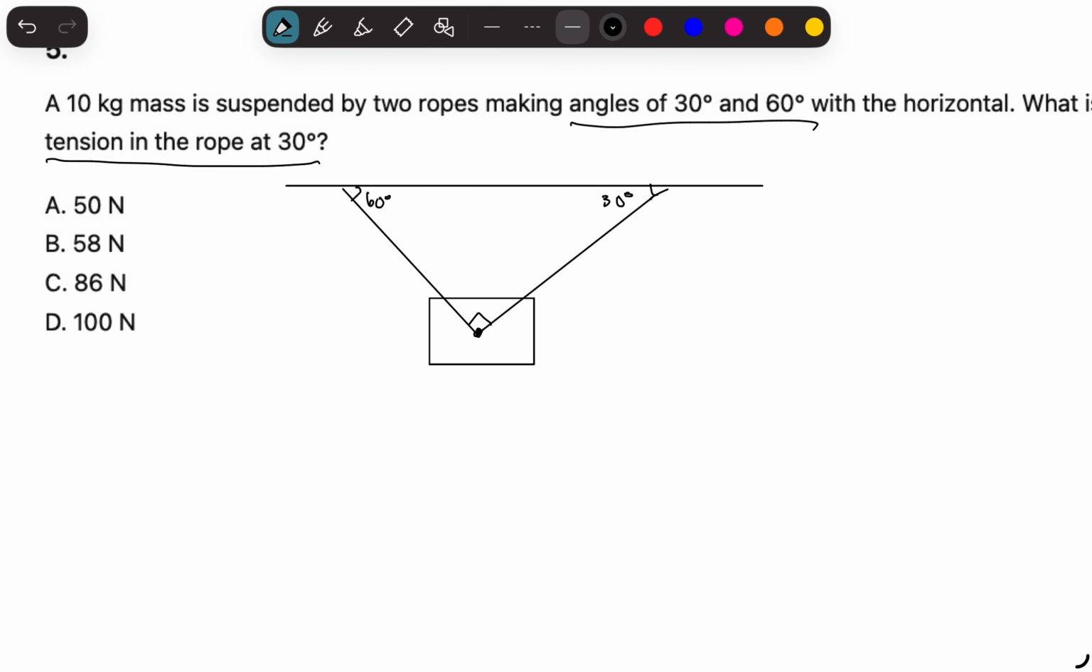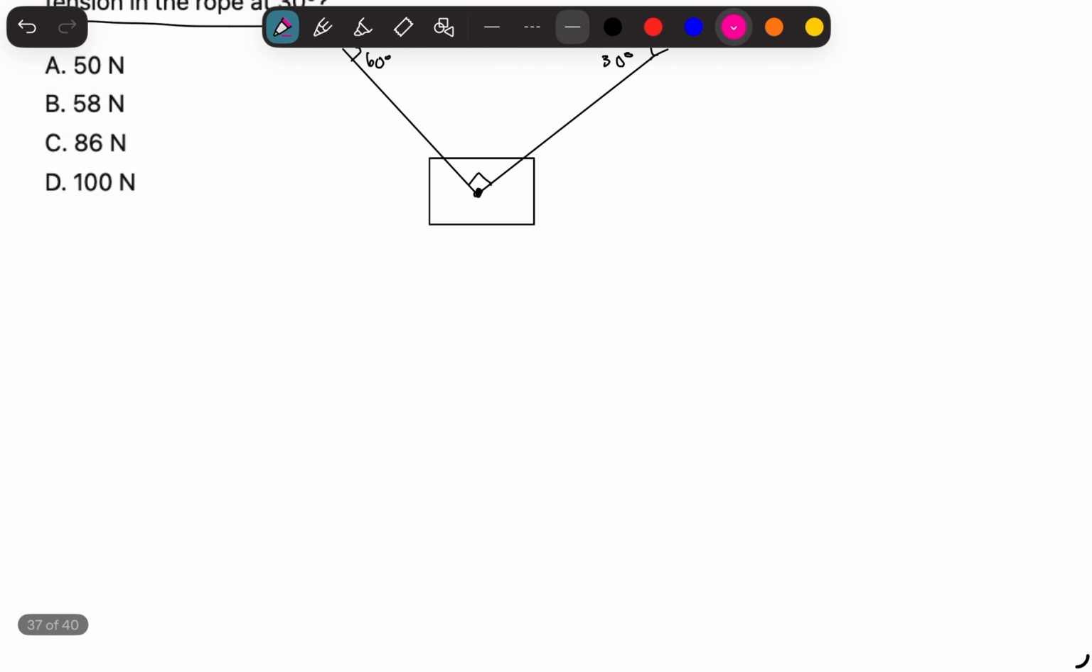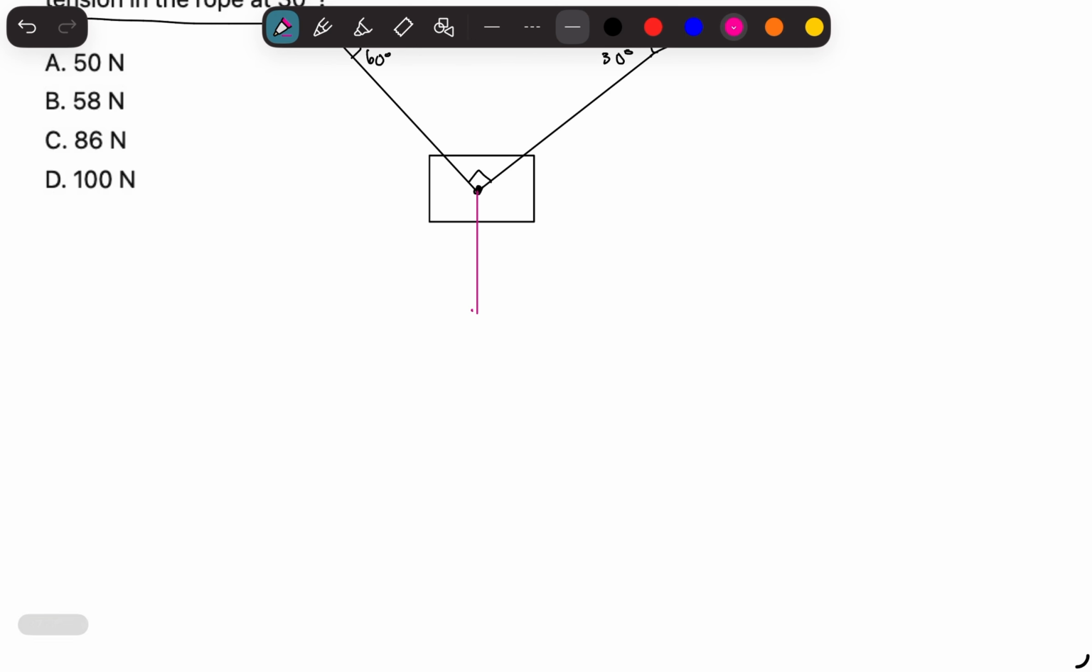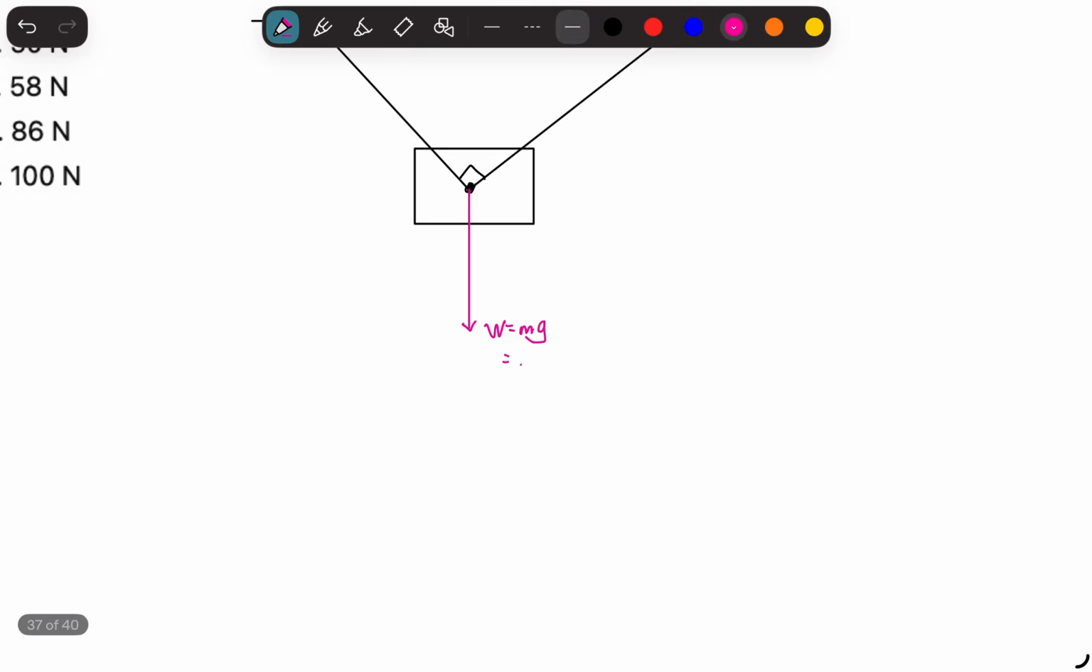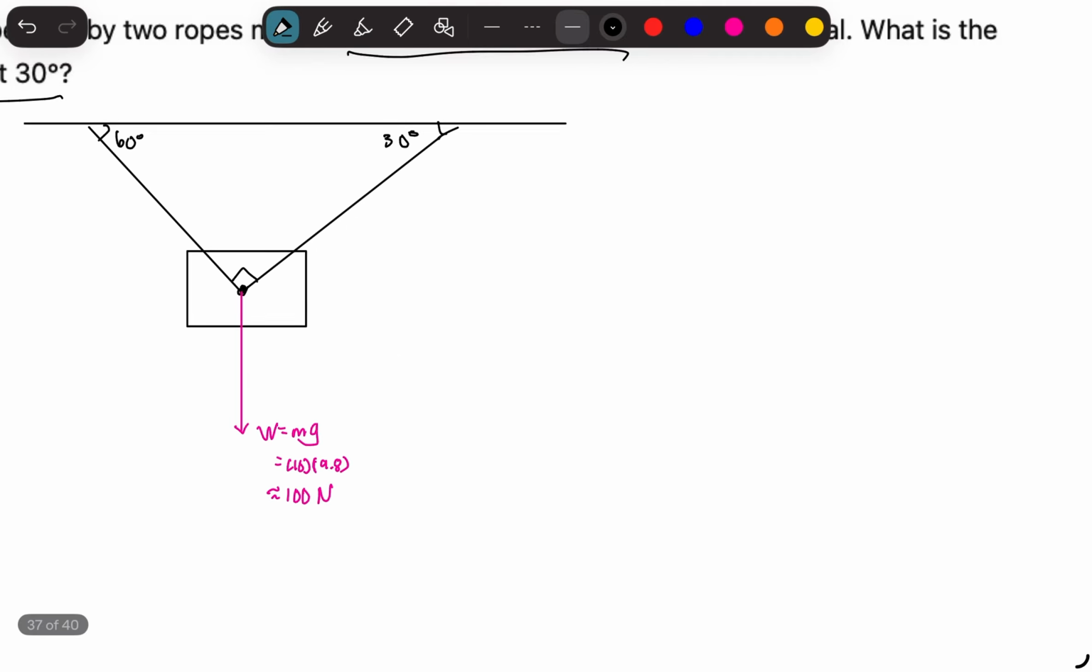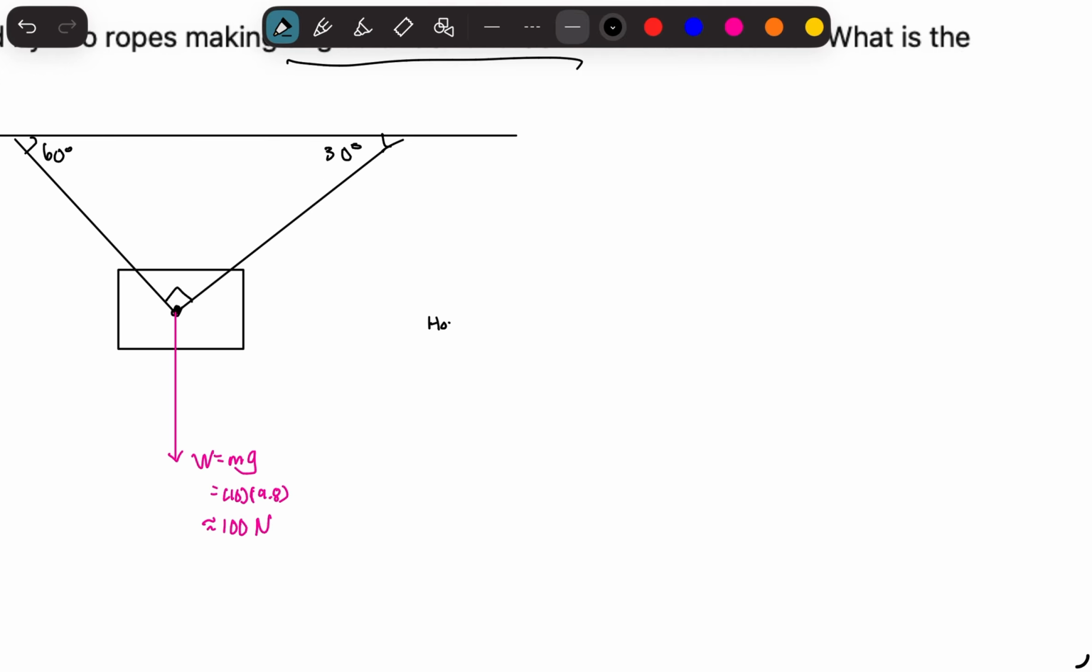So we want the tension at the rope at 30 degrees. Weight is equal to mass times gravity. Your weight is going to be 10 kilograms, so that's 10 times 10, which is approximately equal to 100 newtons. So you have horizontal equilibrium.